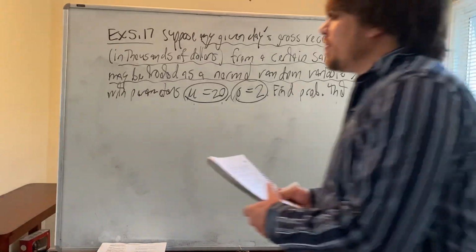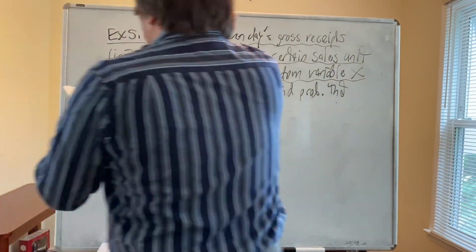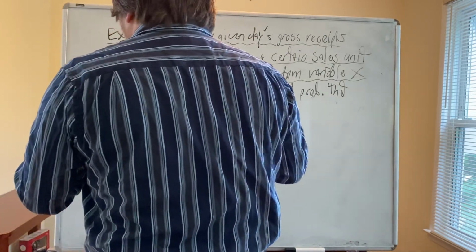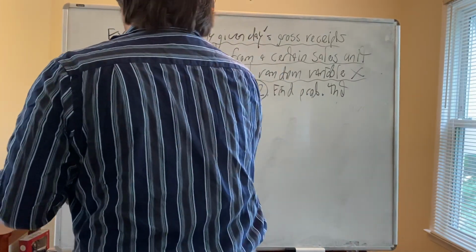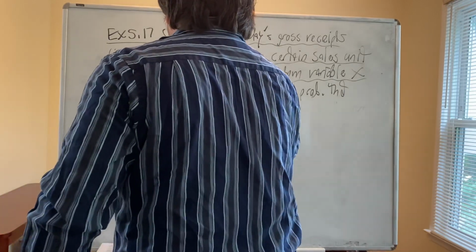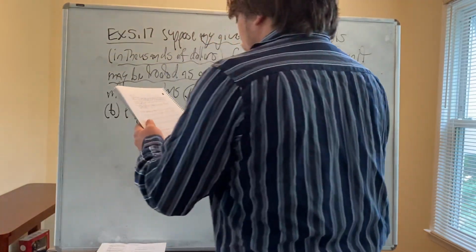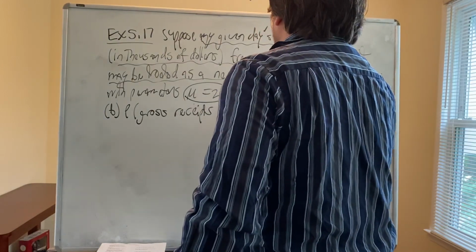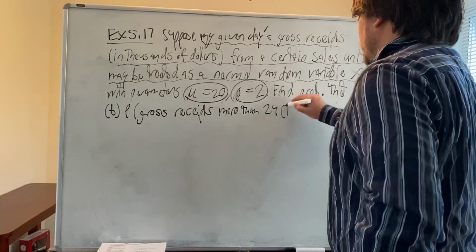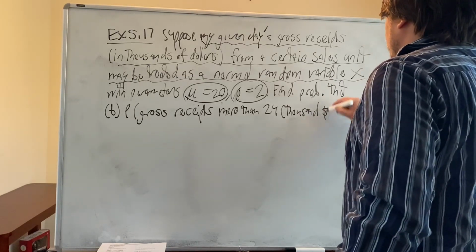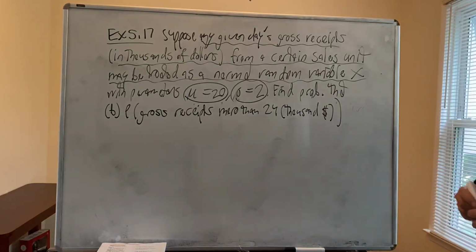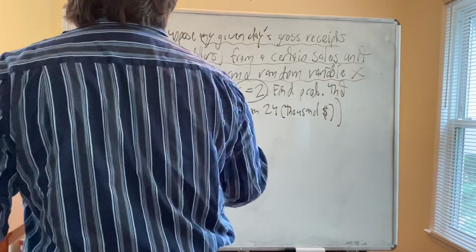Okay, so part B. Part B is the probability that the gross receipts are more than $24,000. So for part B, you want to find the probability that the gross receipts are more than $24,000. Okay, so X is the amount of gross receipts in thousands of dollars. So this is the probability that X is greater than 24.